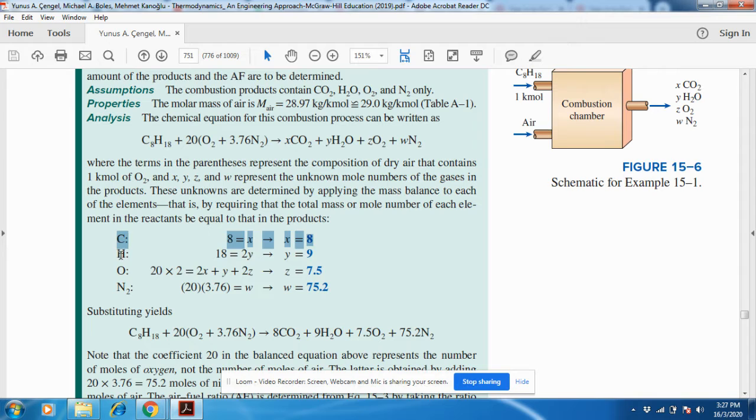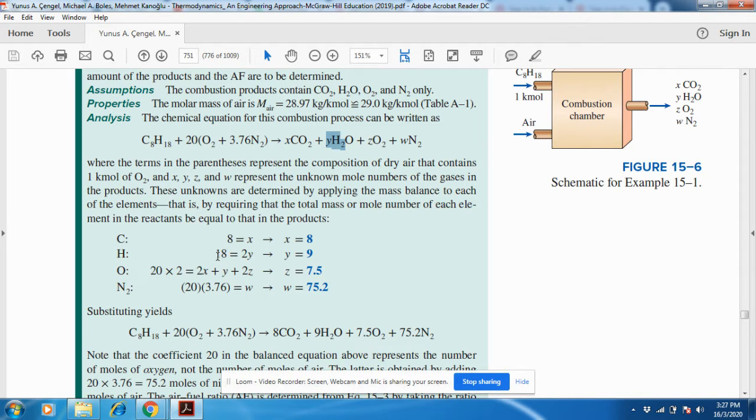Then we write the balance equation for hydrogen. Once again, we look at the side of reactants first. In the reactants, we have hydrogen in the fuel. Once again, we are considering hydrogen to be monoatomic. Then there are 18 atoms of hydrogen. Then we look into the products. In the products, we have hydrogen in water. So over here, this is diatomic hydrogen now.